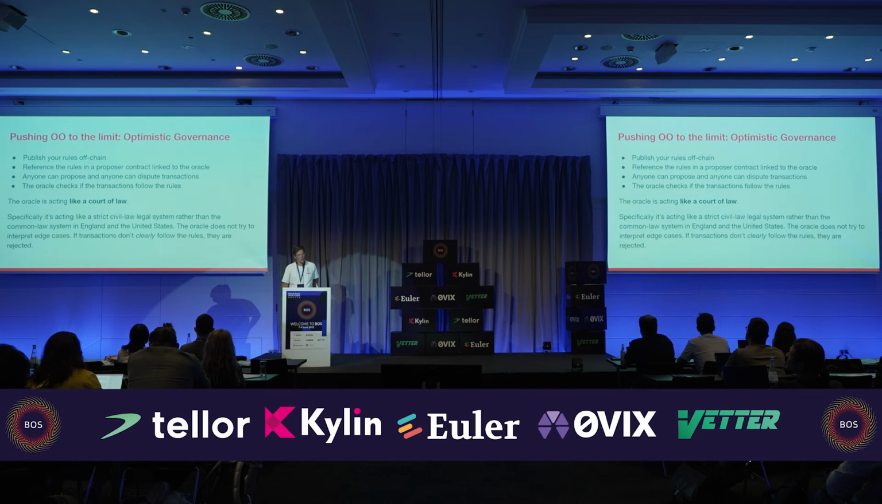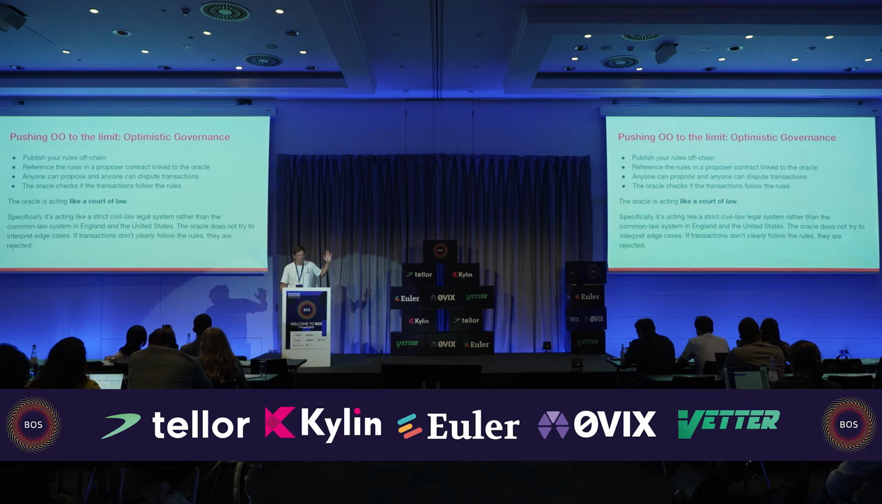So here's the idea. What if we were to publish the rules under which a DAO could be governed off-chain, and then reference those rules with an optimistic oracle such that anyone could propose an action to a DAO that will get executed as long as nobody disputes it? The optimistic oracle itself then just checks to say, hey, somebody's proposing this transaction, happens in the DAO treasury. Should we allow it? And if nobody says no during the dispute period, it goes through.